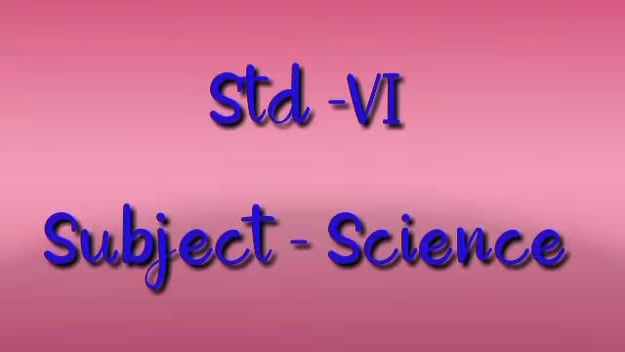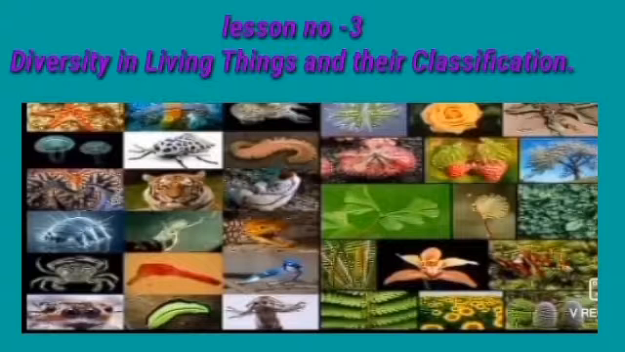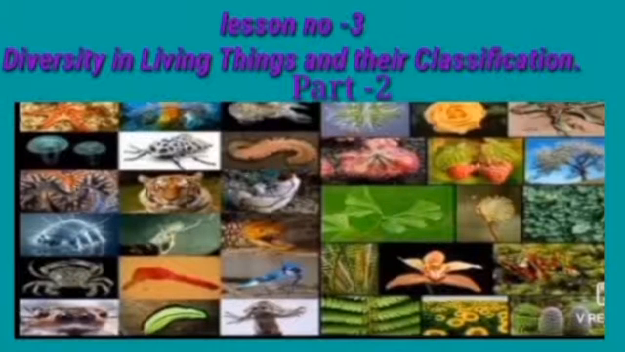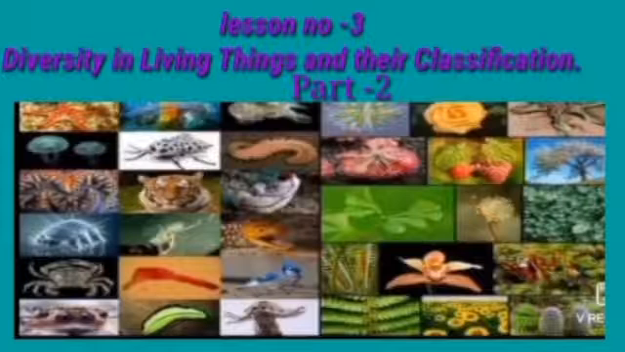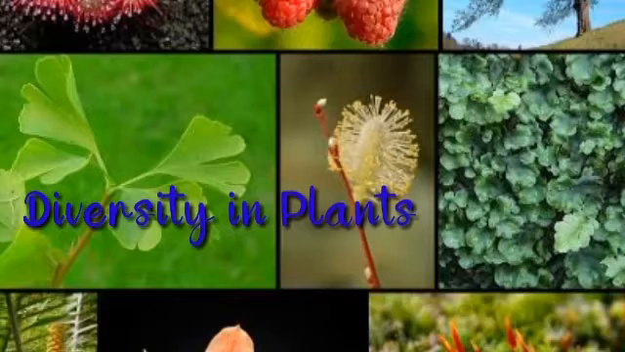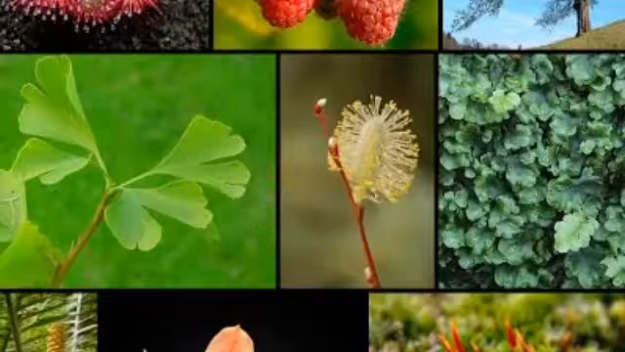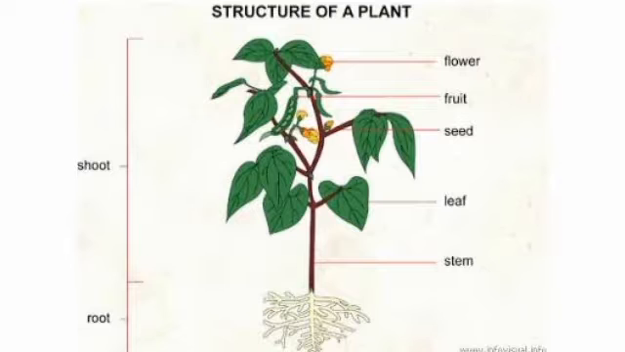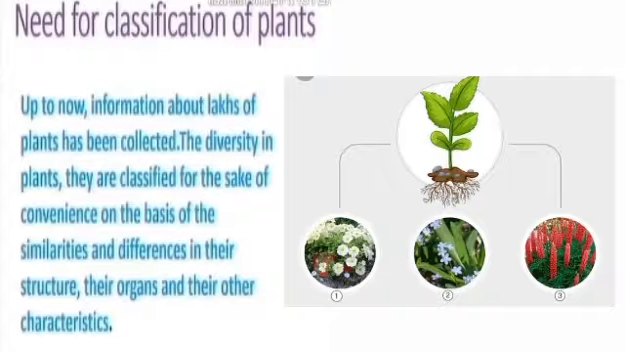Standard 6, Subject: Science. Lesson number 3: Diversity in Living Things and their Classification, Part 2. In our previous video, we had studied about diversity in plants and the structure of a plant. Now, we'll start with the need for classification of plants.